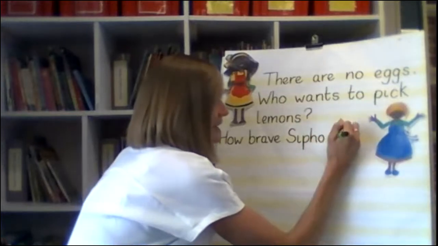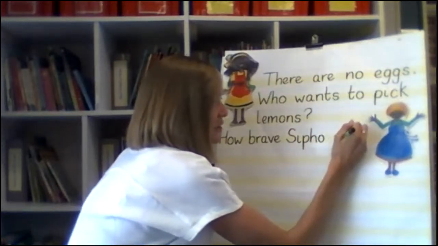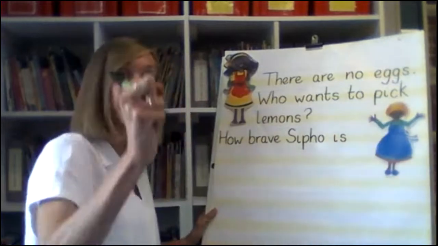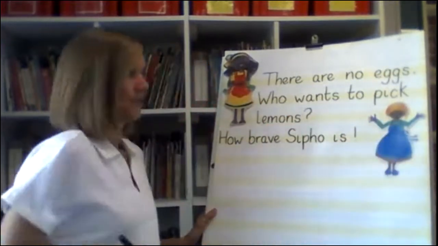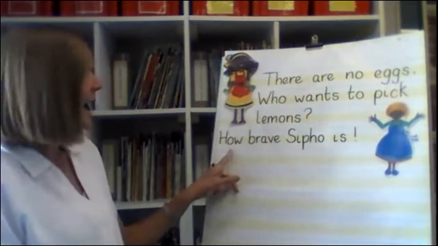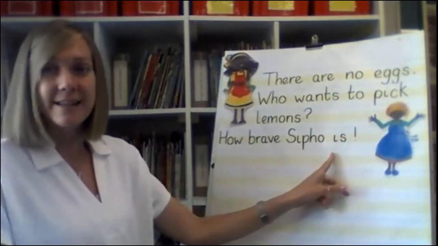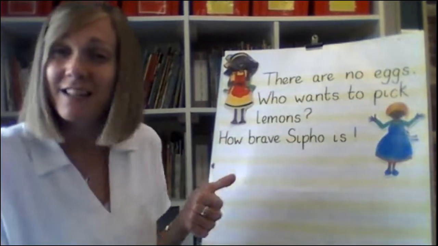Now, if it's an exclamation, it needs to finish with a piece of punctuation, which is my exclamation mark. Perfect. How brave Sipo is. That's my exclamation sentence done.